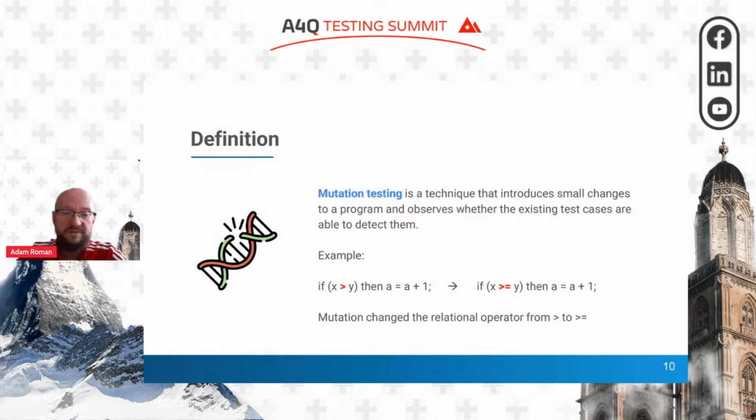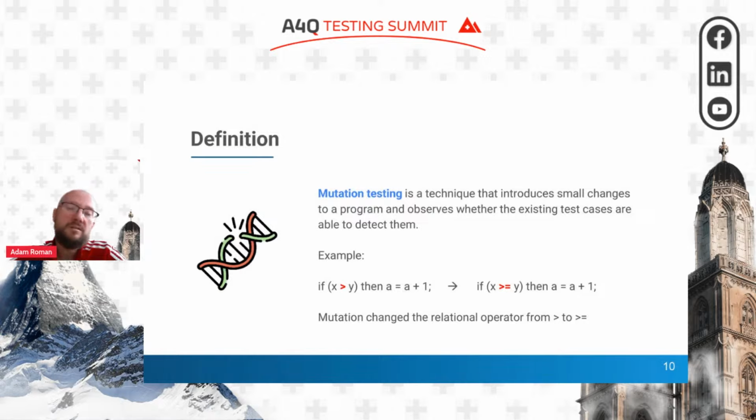For example, if we have some decision statement, like if x greater than y, then do something, and we change this relational operator greater than to greater or equal, right? So it's a defect, because the left one is the correct one, it should be greater than, but we change it to something wrong, to greater or equal. And then we compile this program with this intentionally inserted defect, and we run our tests on this so-called mutant. The program that is changed in this way is called a mutant.